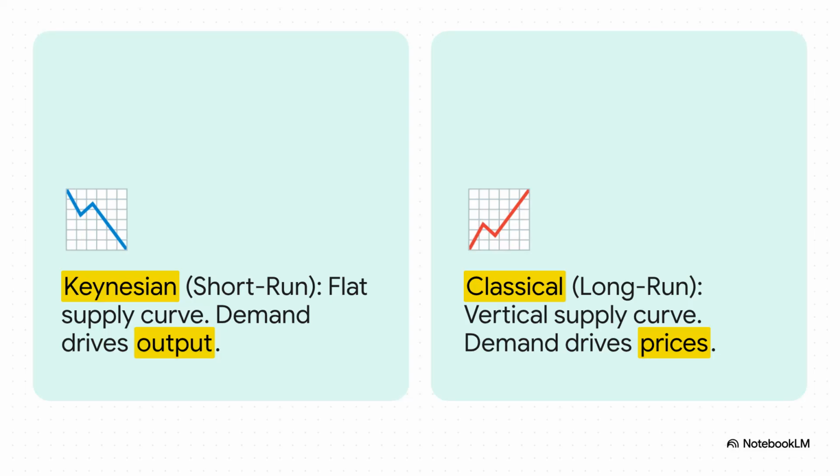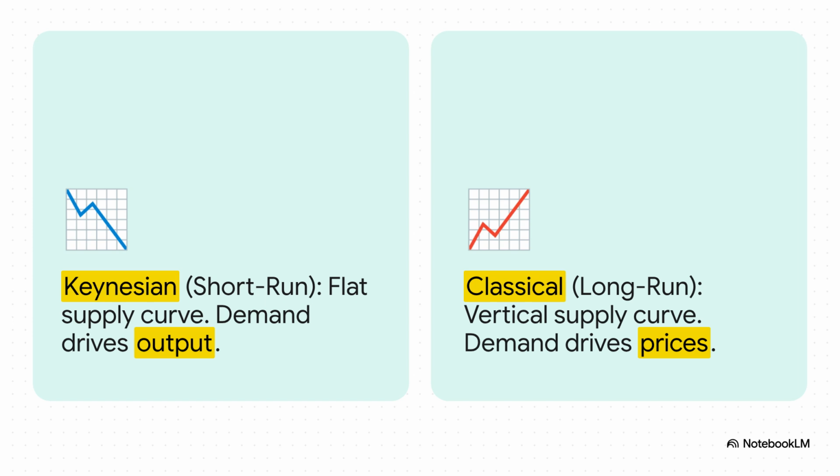And here is where we get to the really big debate in economics. The Keynesian short run assumes demand drives output. That means if you give people stimulus checks, idle factories turn back on, and unemployed workers get hired without instantly hiking prices. The supply curve is basically flat.